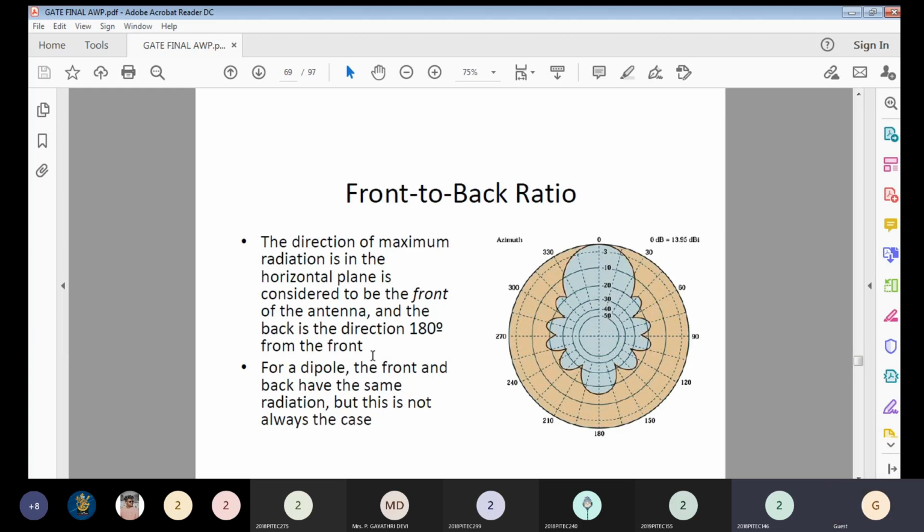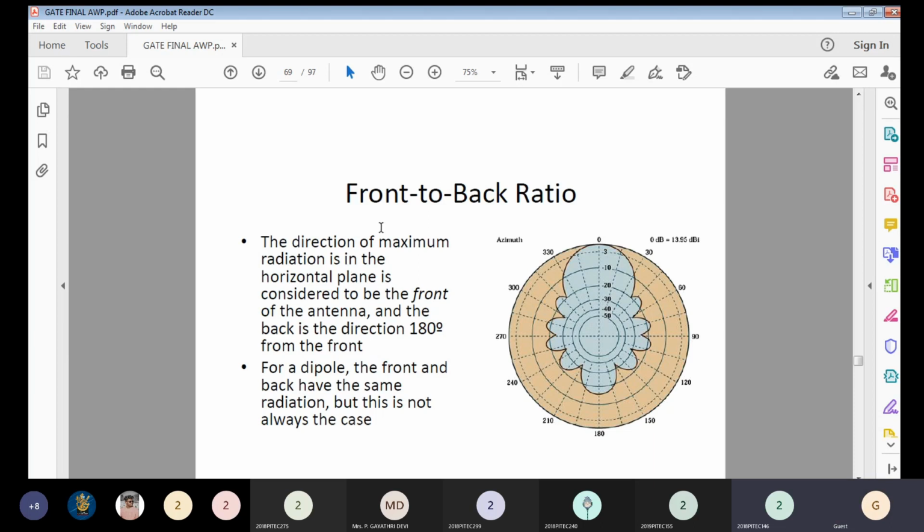Power radiated in desired direction to the power radiated in opposite direction is going to be called as front to back ratio. Front to back ratio. Okay, wow. This is all about the basic fundamental concepts of antenna. Next we are going to see about.